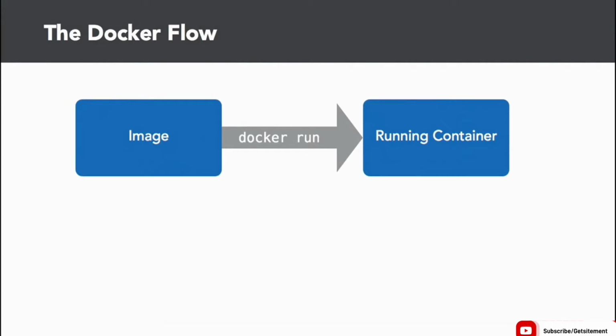So we can see we went from an image to a running container. When we run that container again, we get the same thing we got the first time. And that's the whole point of images. They are a fixed point where you know everything is good and you can always start from there.